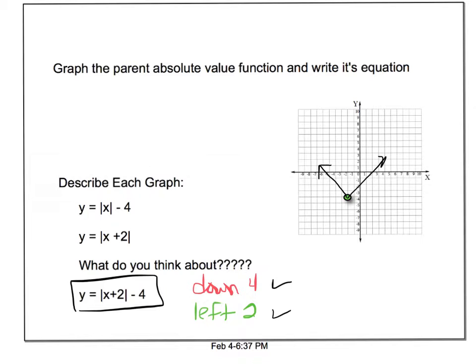Notice I did not make any table. I simply start by moving my vertex where it belongs, place its new point according to whatever characteristics of the equation told me, and then draw the rest of my branches on my absolute value function.